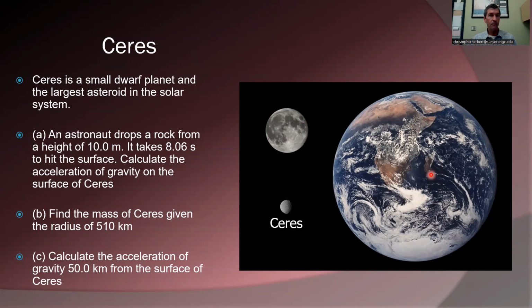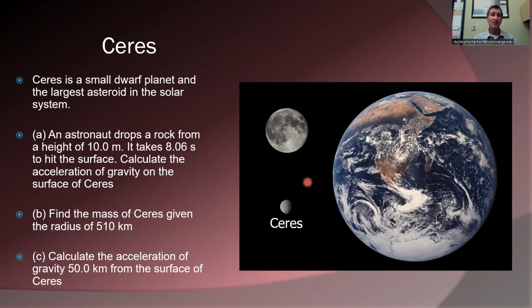Okay, let's do another application. Ceres is a small dwarf planet. Ceres is, if you don't know, the largest body in the asteroid belt. It was at one time considered to be an asteroid. We've sort of upgraded it to a dwarf planet, much like Pluto is a dwarf planet. So it's the largest of the asteroids. And one time it was thought to be a full planet, but it's downgraded to an asteroid. Now it's upgraded to a dwarf planet.